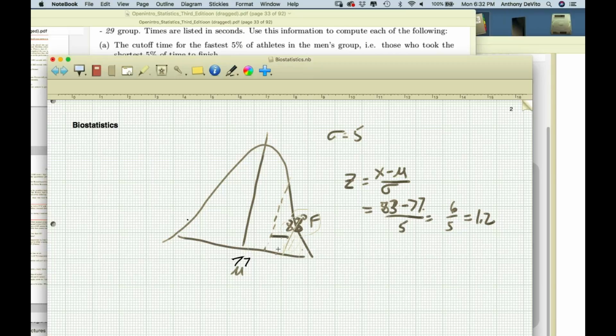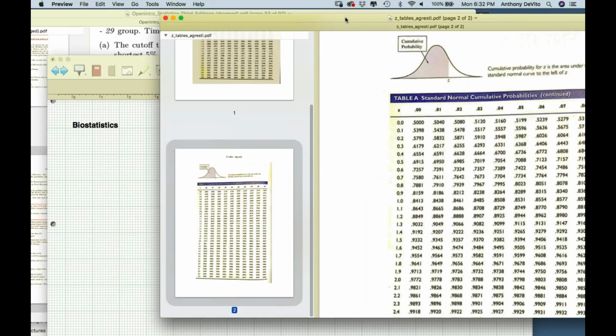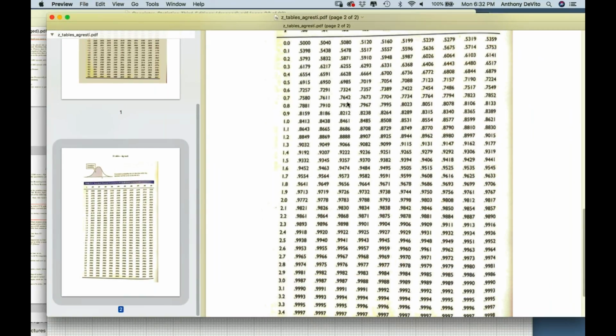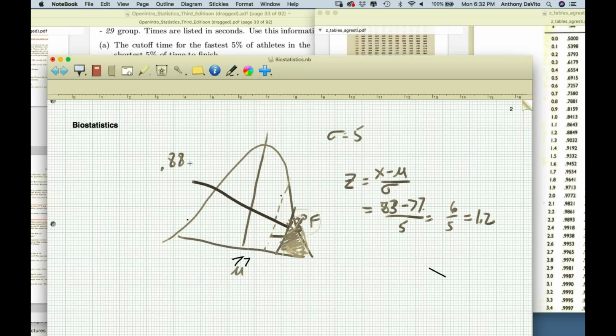So now, what is the probability that we're over 83? That is the area above 83. So let's calculate what that area is above the z value 1.2. The z value 1.2 would represent an area to the left, not to the right. That area is 0.88549, about 88.5%. So that would leave 0.115, or 11.5%, to the right of that.